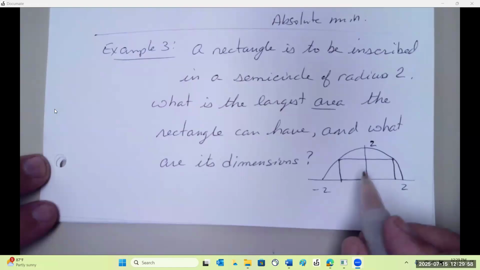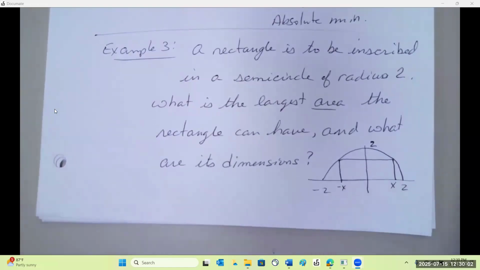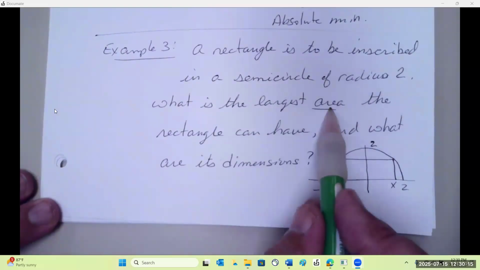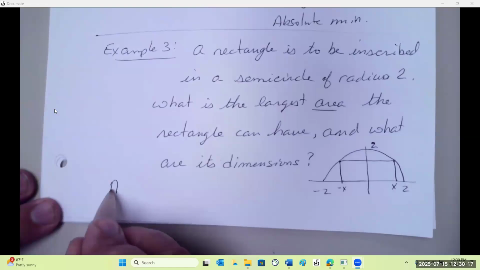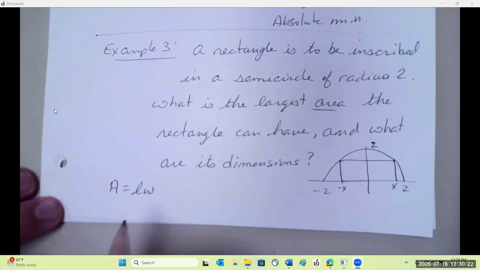So whatever this distance is, this is x, this is -x, it has to be symmetric. And what are we looking for? So that's what the picture looks like, and we want the largest area. The area is length times width.